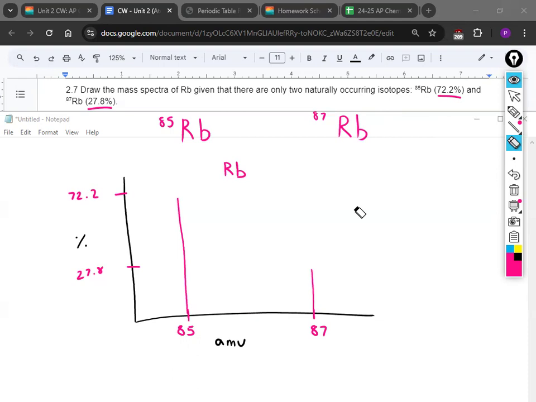All right. Any questions on how to draw a mass spec? Once we do the last problem, we are not going to talk about isotopes pretty much for the rest of the semester or the year. Yeah, we don't do isotopes too much. It's just this.